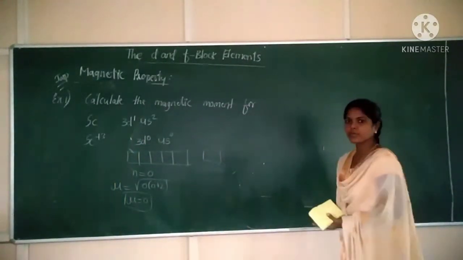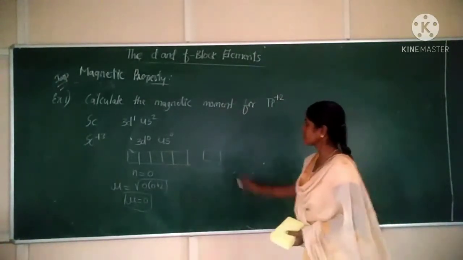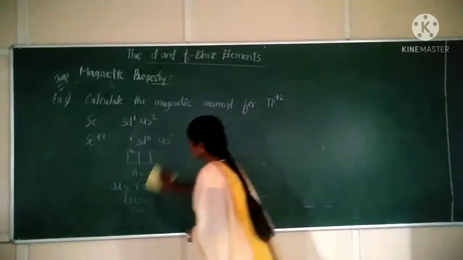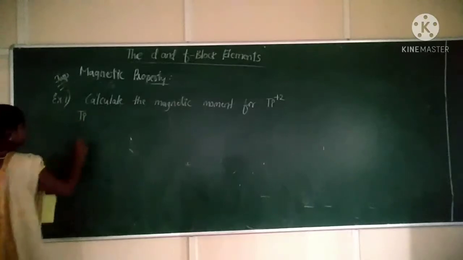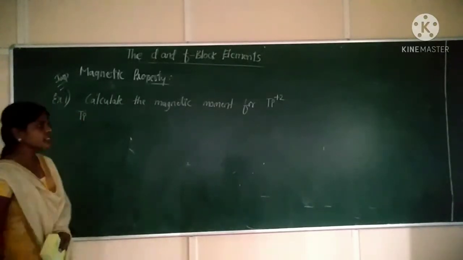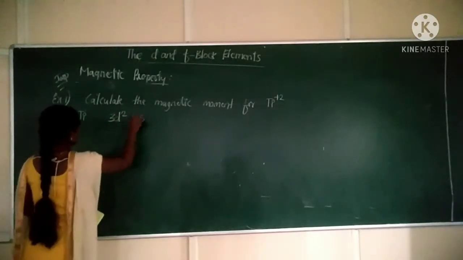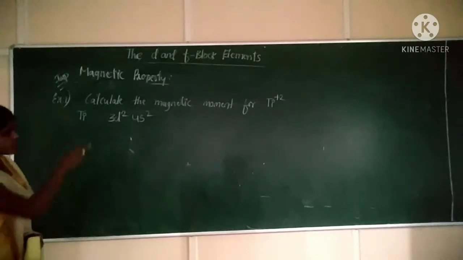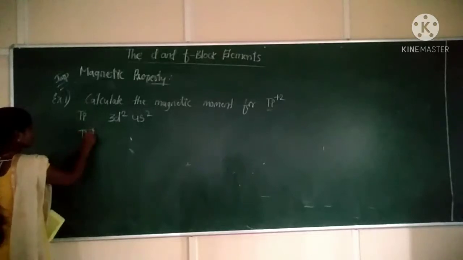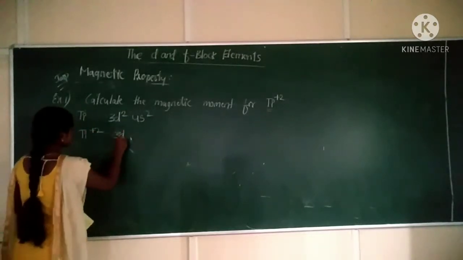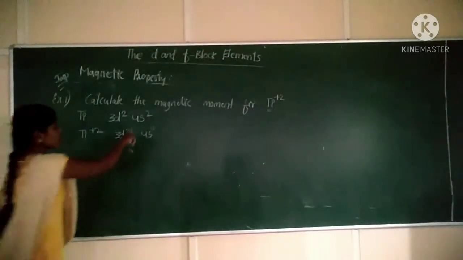Next example. Calculate the magnetic moment for titanium plus 2 ion. What is the titanium configuration? Titanium configuration is 3d2 4s2. But they have given titanium plus 2, which means the configuration will be 3d2 4s0, because 2 electrons are removed from the outermost shell, that is from the 4s shell.